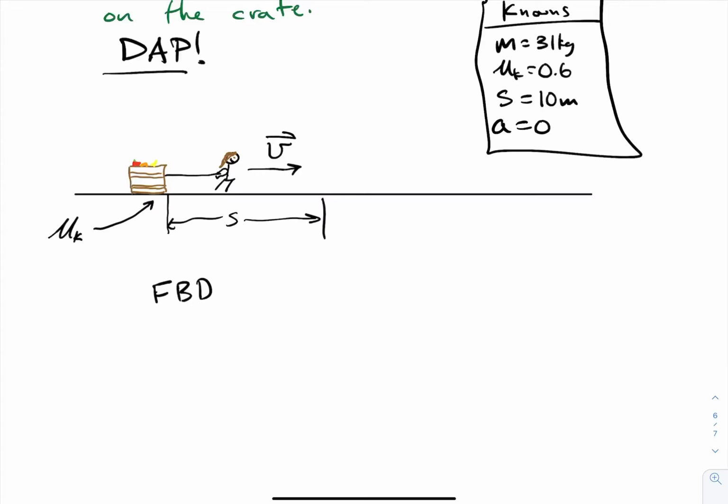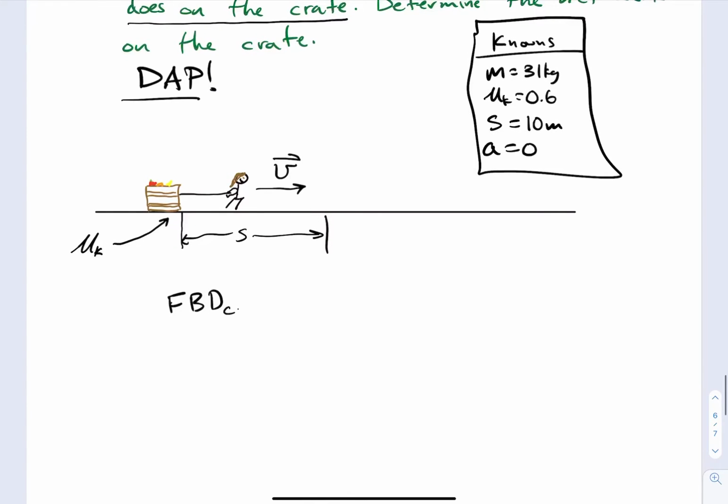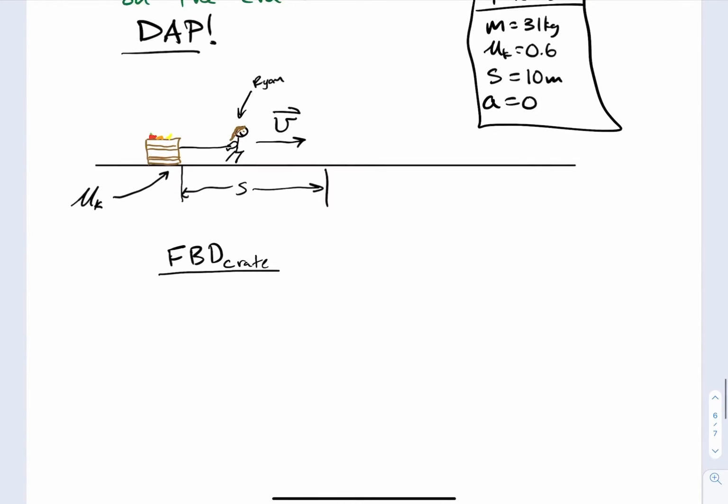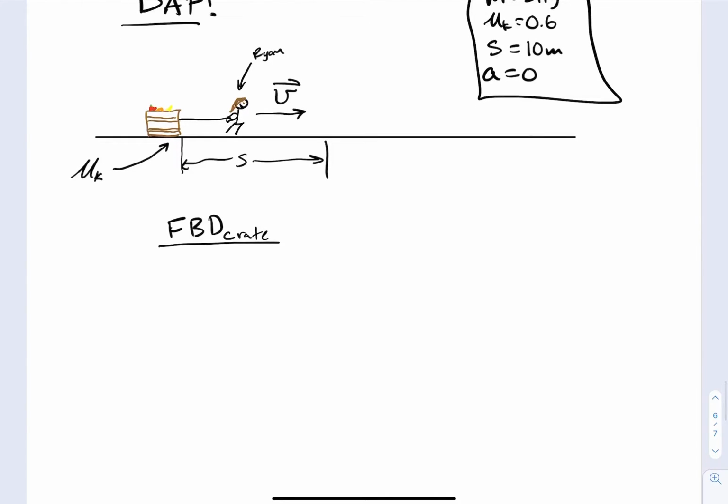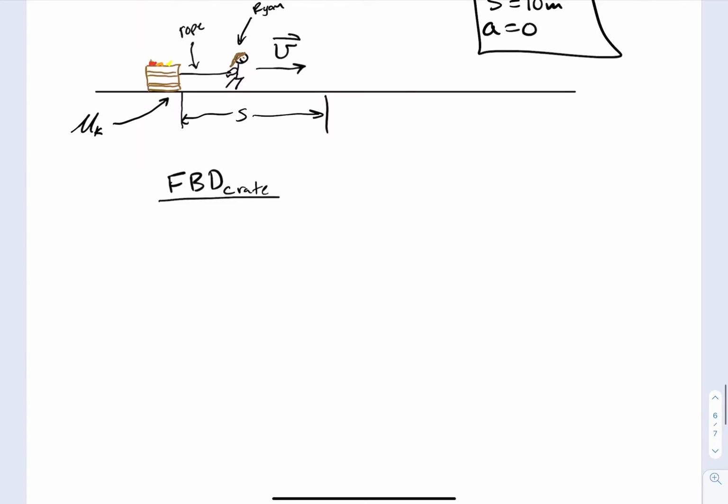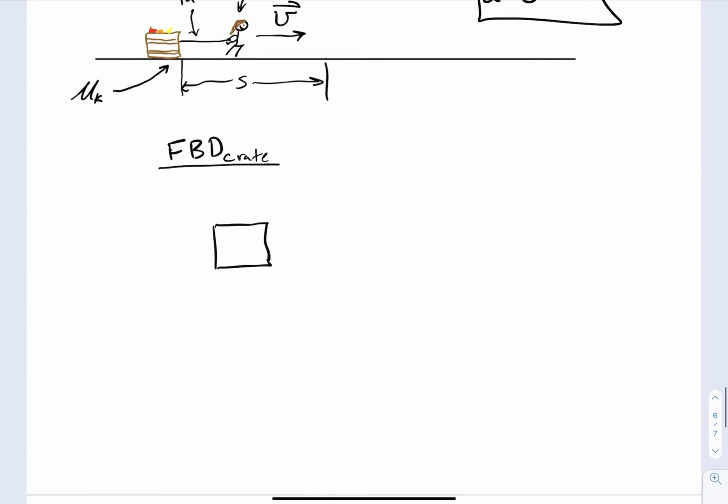And we're going to do an FBD of the crate, even though it's Ryan that's exerting the force. We need to analyze the forces on the crate to figure out how much work Ryan is doing on the crate. And in general, this is some sort of rope here. So what type of force is Ryan exerting on the crate? Well, of course, it's a tension force. So we're going to do an FBD for our crate. There's our crate. And we're going to label all the external forces acting on the crate.